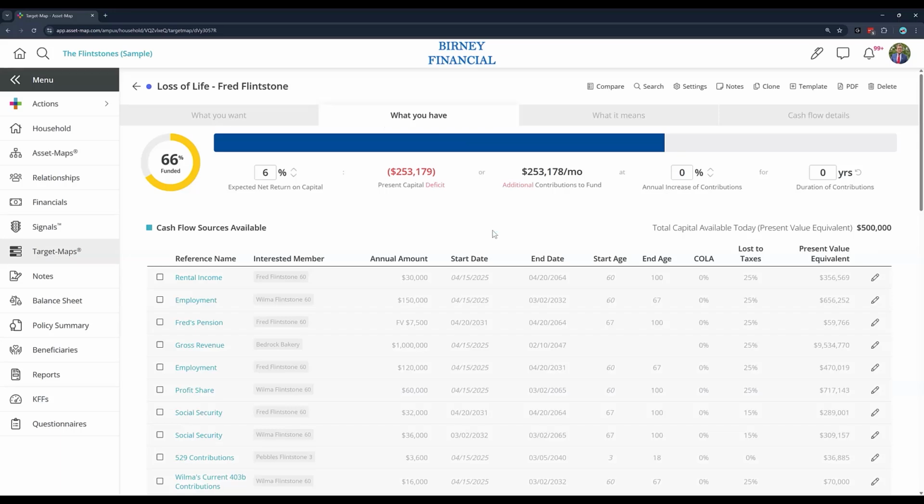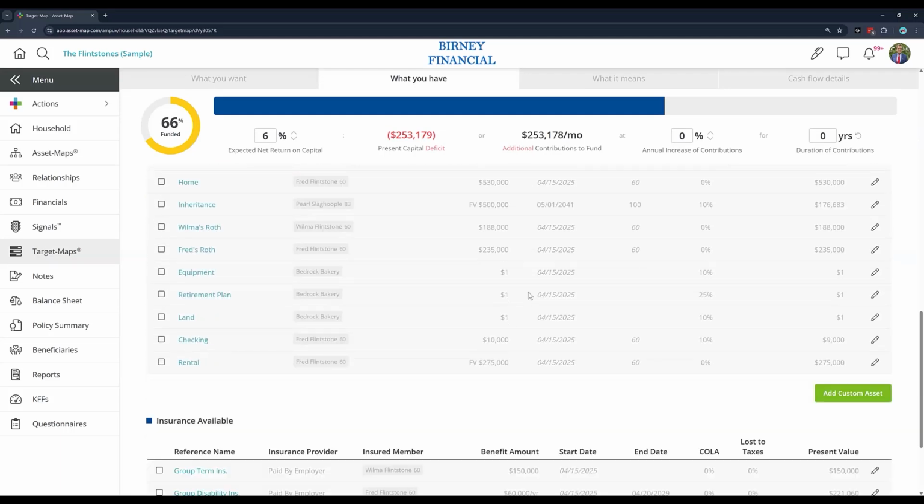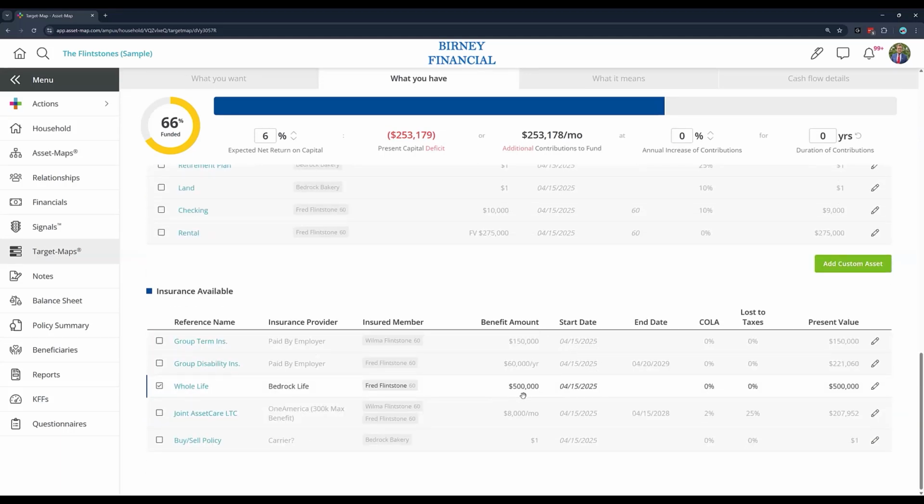However, if I add things or change things in the target map screen here, it does not affect the asset map values at all, because the target map here is like a sandbox while the asset map is my present day snapshot of the household. So I can play around with these numbers if I want to, but for a life insurance scenario, this tends to be pretty simple. By default, I am not using cash flow sources to fund. I am not using assets. The only thing I'm using in this case is the insurance Fred currently has, $500,000.